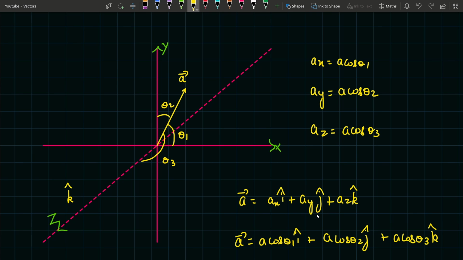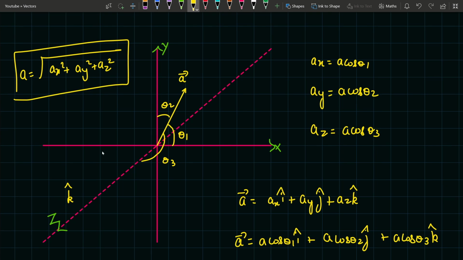If you want to find the magnitude of vector A by just looking at its components, you can use this formula: root of ax square plus ay square plus az square. This is just an extension from the two-dimensional case. So this one and this one can be used to represent any vector in its three-dimensional form.